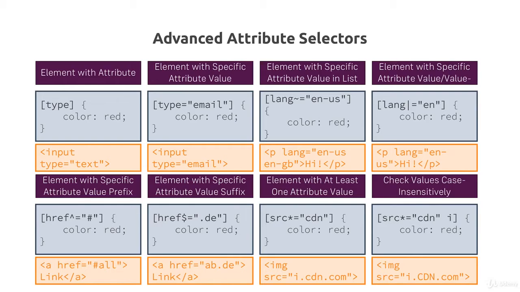But with the I, you can turn that off and you can ensure that now you select elements no matter if the value you're looking for is lowercase, uppercase, or mixed uppercase and lowercase characters. These are the advanced attribute selectors, which can come in handy. And in the next lecture, we'll see some of them in action when we try to select our checkbox input.